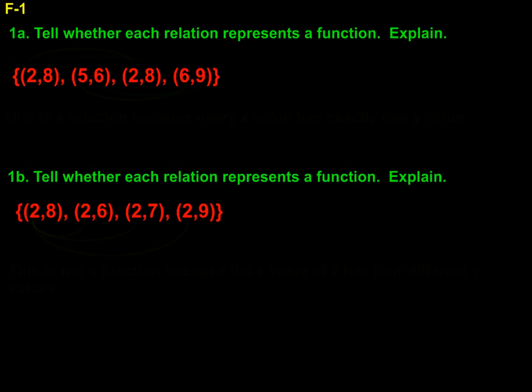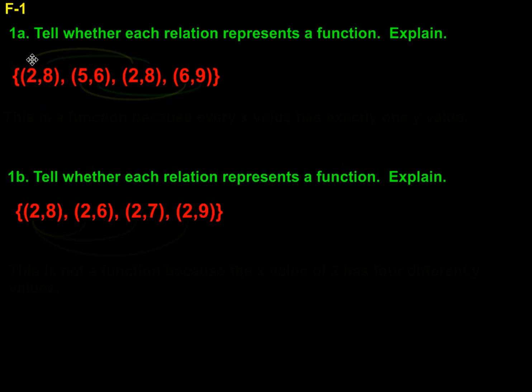We'll start by taking a look at question number 1. Tell whether each relation represents a function. Explain. So we have this set of coordinates and we need to determine if it is a function. Remember, a function means that for every x value you have, the y value that corresponds to it is unique or different for each one. So we have a 2 and an 8, 2 for x, 8 for y. Here we have a 5 for x and a 6 for y. Here we have a 2 for x and 8 for y, a 6 for x and a 9 for y.